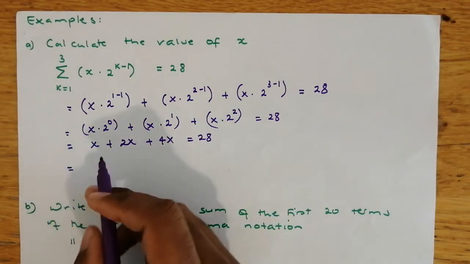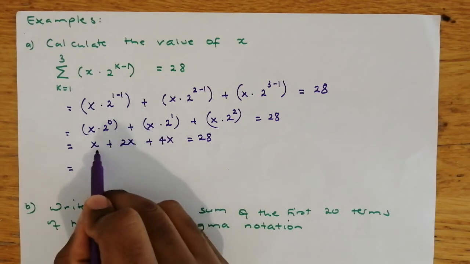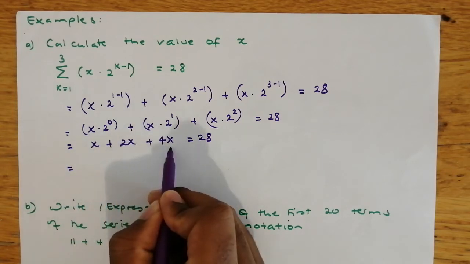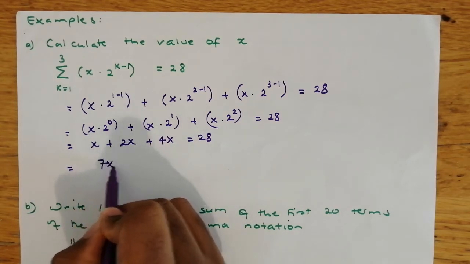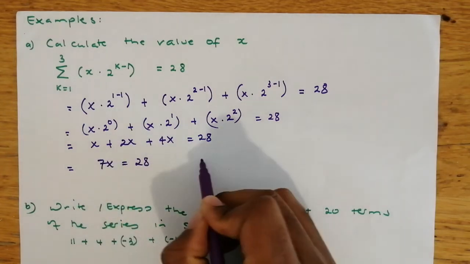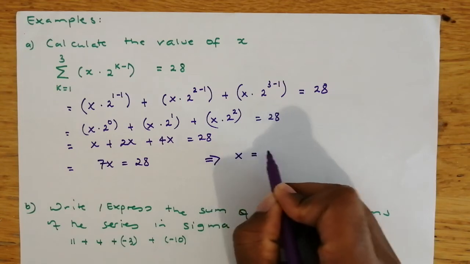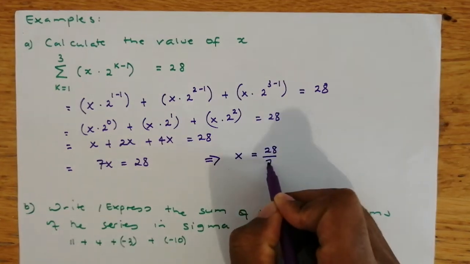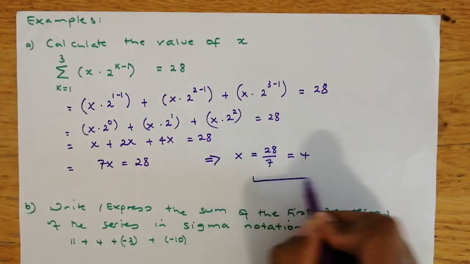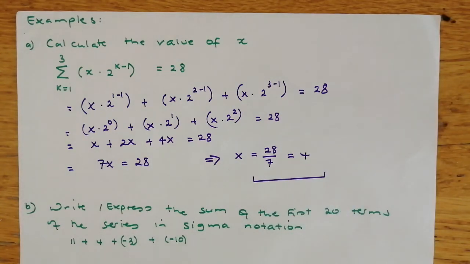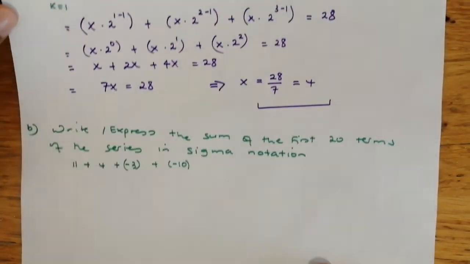Then we continue. x plus 2x is 3x, plus 4x is 7x. So 7x equals 28. To find x, we divide by 7 on both sides. So 28 divided by 7 equals 4. All right, cool. Let's continue.